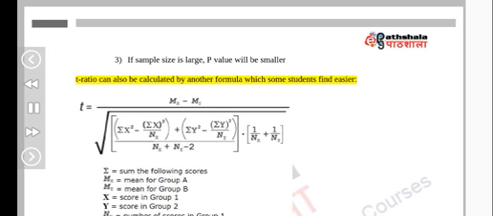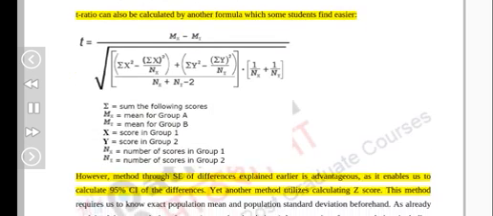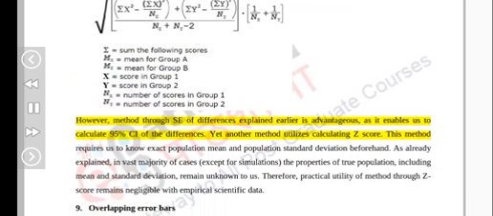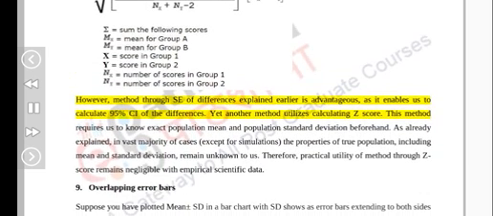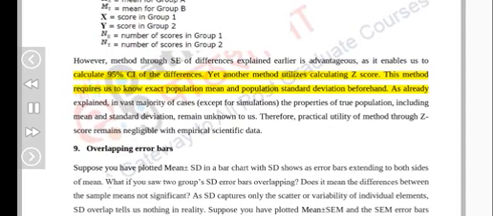The t-ratio can also be calculated by another formula which some students find easier. However, the method through SE of differences explained earlier is advantageous, as it enables us to calculate the 95% CI of the differences. Yet another method utilizes calculating the z-score. This method requires us to know the exact population mean and population standard deviation beforehand. As already explained, in the vast majority of cases except for simulations, the properties of the true population, including mean and standard deviation, remain unknown to us. Therefore, the practical utility of the method through z-score remains negligible with empirical scientific data.